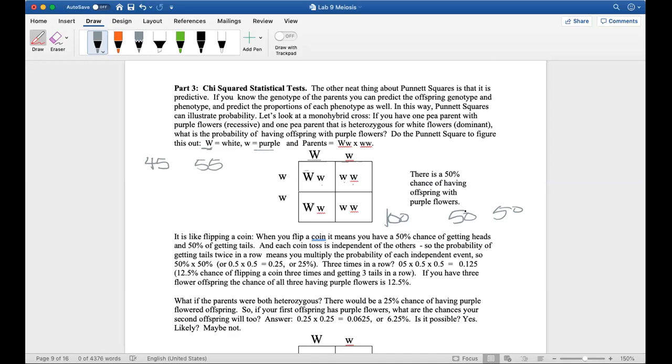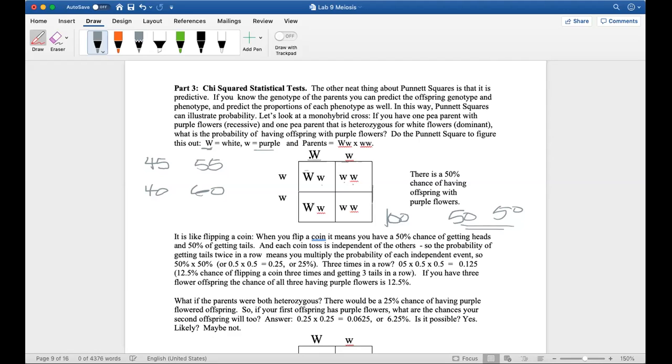Is that close enough to 50-50 for us to still think that this flower is following the rules? What if 40 of them were white and 60 were purple? Is that close enough to say that we're following the rules? Well, it turns out that in science, we do not like to make subjective calls. We want to know numerically, is that close enough to the rules?